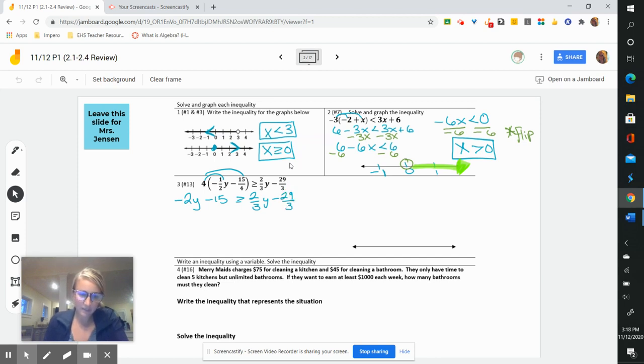So now we're going to eliminate the fractions, and we're going to do so by multiplying each term by the least common multiple of the denominators. And the least common multiple of the denominators would be 3. So multiply every term, even if it doesn't have a fraction.